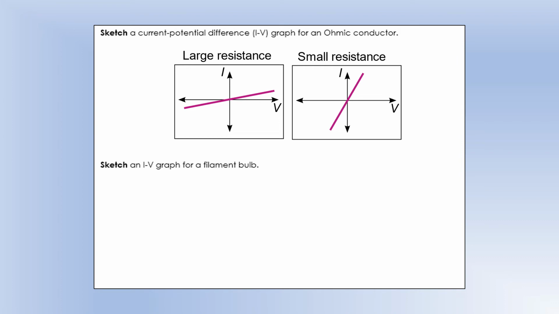Let's now have a look at the IV graph for a filament bulb. The IV graph looks like this. A filament bulb is not an ohmic conductor because you can see it's not a straight line through the origin. As you move away from the origin, the gradient clearly decreases. Okay, so we'll look at explaining these graphs now.